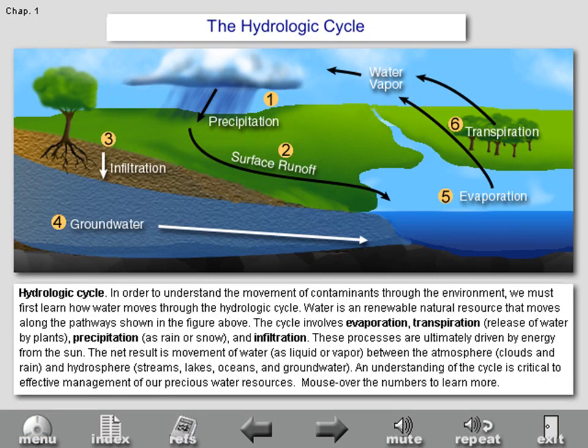The water cycle is one of the most fundamental concepts of environmental science. Note that it's a cycle, in that water is continually being recycled through the pathways shown. You can mouse over the colored dots to get more information on each process.